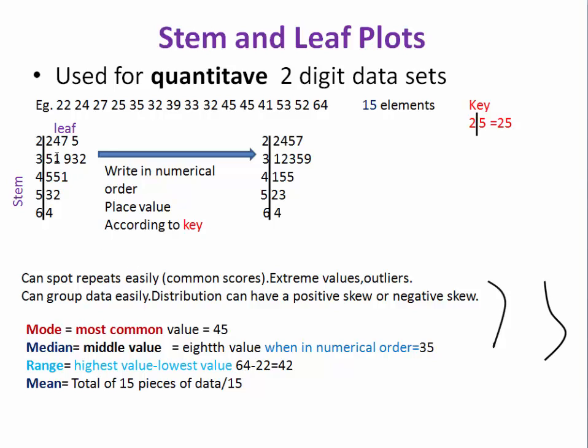So the highest value is 64, lowest value is 22. 64 minus 22 is 42. The mean would be the average, so we add all these 15 numbers and divide by 15, and that gives us the mean. So that's stem and leaf plots.